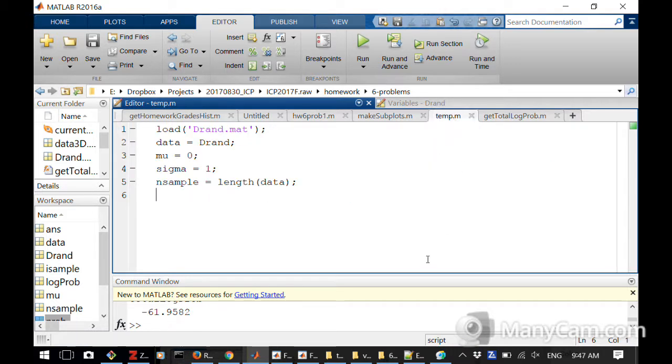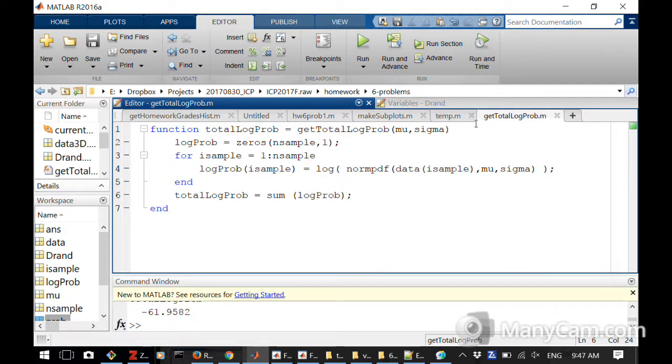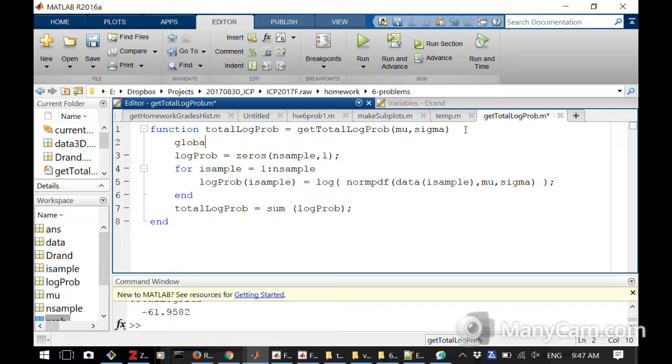Now, if I say get total log prob, here's a problem. In this function, I have a data variable, but data is not given to this function. It's not defined. So how do we pass data to this function? Should we pass it through input argument or any other suggestions? We could define it as a global. Excellent. Yes. So I can say right at the beginning, global data. So data is a global variable, right?